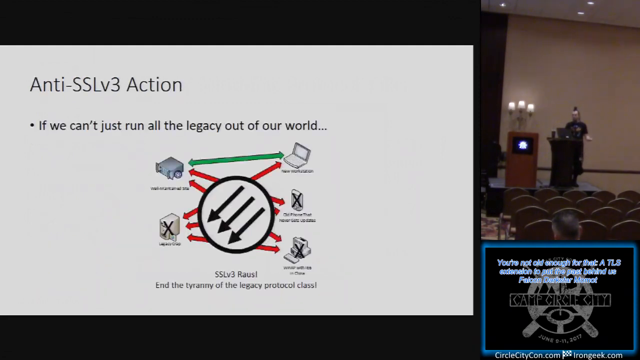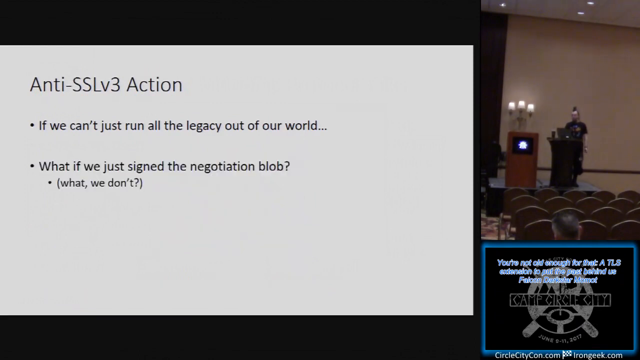If we can't just get rid of SSL v3 and burn it to the ground, what if we just sign the negotiation blob? Well, unfortunately we don't. If you remember what I was dissecting in Wireshark earlier and were able to read it, you'll notice that we don't start signing anything until very, very late in the TLS exchange. The reason for this is because until that point, we haven't decided what algorithms everyone supports and what key we're going to use, and we just can't.